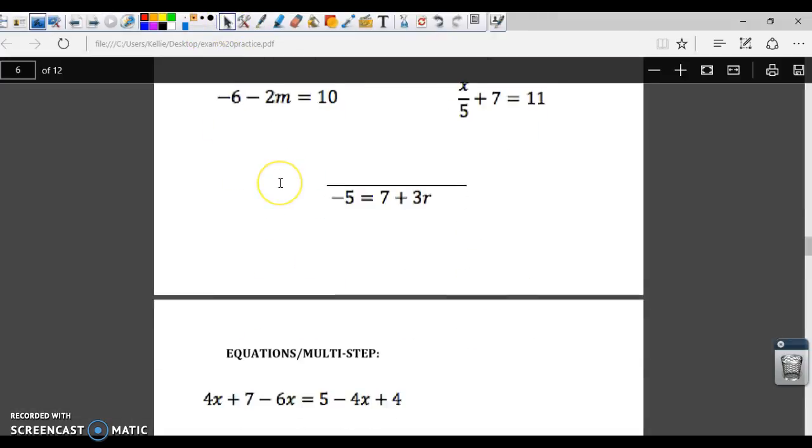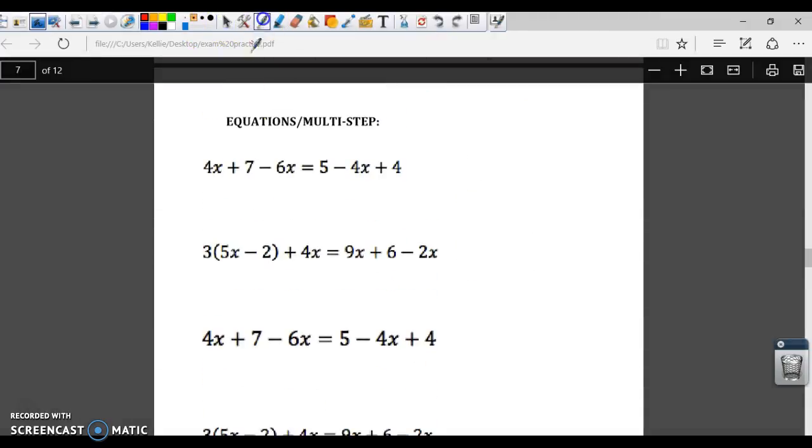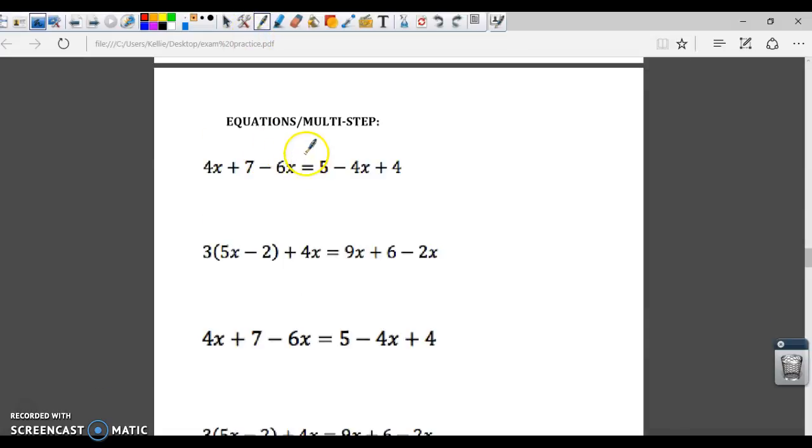Okay, so now multi-step. All right, so with the multi-step, this is what we need to do. You still need to put all your variables on one side and all your numbers on the other side. Okay, so what I'm going to first do is combine the like terms. So I have a negative 4x on this side and a 4x on this side. One of them has got to move because I have to have all my variables on one side. So to make things easier for myself, I'm going to move this one. I'm going to add 4x to both sides.